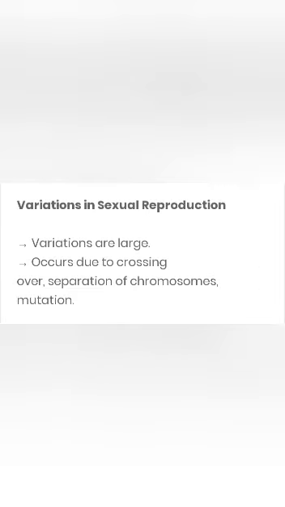Variations in sexual reproduction are always large. It occurs due to crossing over, separation of chromosomes, and mutation. So there is always larger scope of variation in case of sexual reproduction.